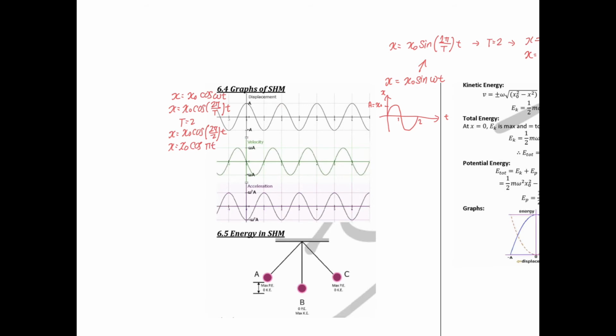Now the next graph is the velocity graph. For the velocity graph you have to do differentiation. We already discussed this. After differentiation, we get v equal to minus omega x naught sine omega t. So that's why the graph is a negative sine graph. A sine graph starts with a mountain, followed by a lake. This one is the other way around because of the negative. This negative makes it reflect, so it starts with a lake, followed by a mountain.